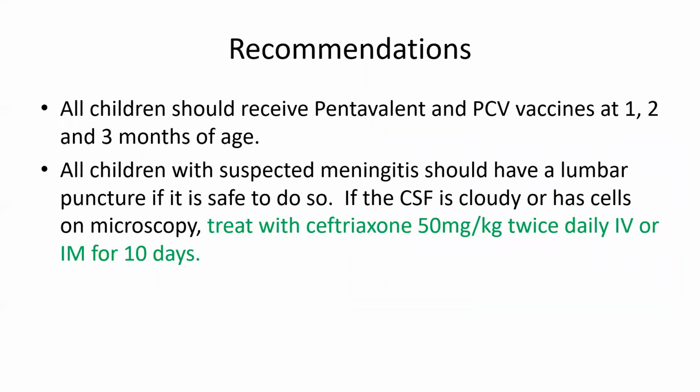So the main recommendations are, when we're teaching people about the lessons from the PHR, we need to keep emphasizing that all children should receive the pentavalent vaccine, which contains the Hib vaccine, and the PCV vaccines, the pneumococcal conjugate vaccines, at 1, 2, and 3 months. We need to really emphasize that, because at the moment our vaccine coverage is too low, and that all children with suspected meningitis should have a lumbar puncture where it's safe to do so.